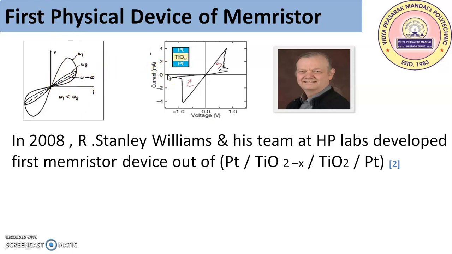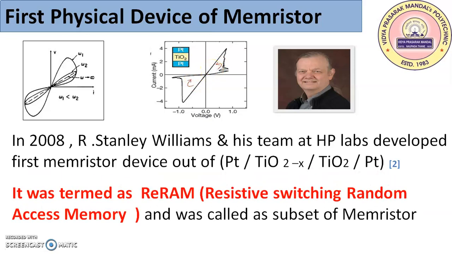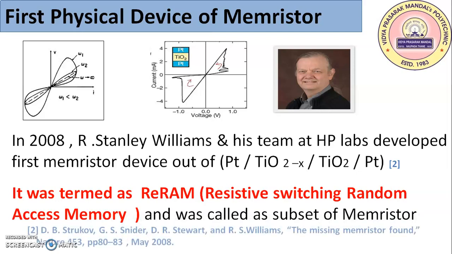This nanoscale device was showing bipolar resistive switching characteristics depending on the applied voltage, with the hysteresis. It was termed ReRAM, that is, resistive switching random access memory, and was called a subset of memristor.